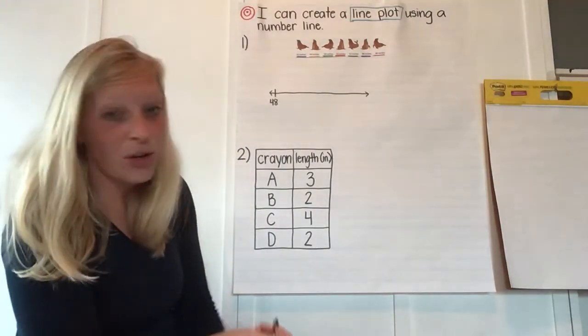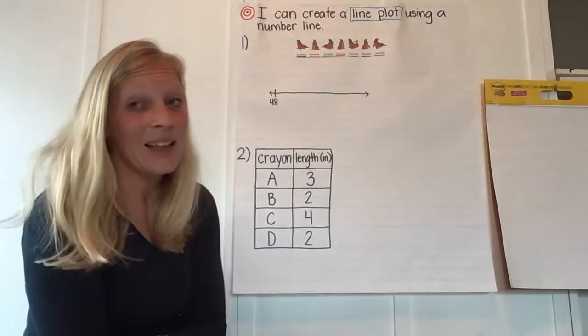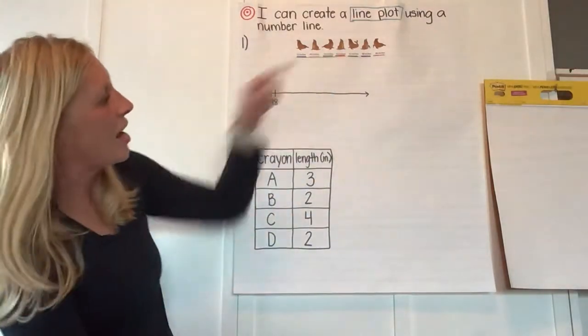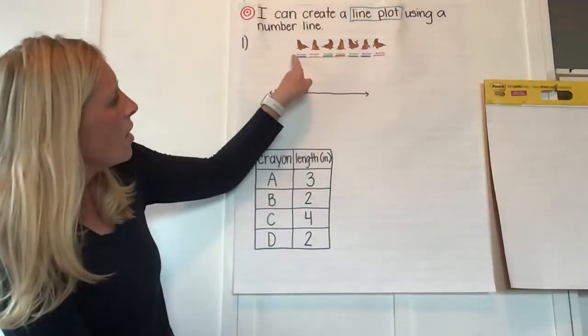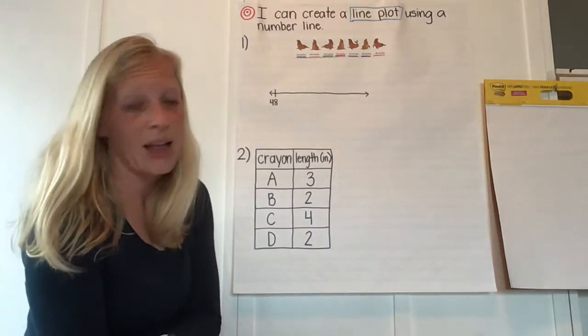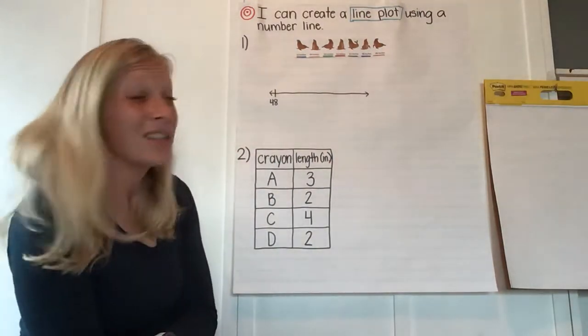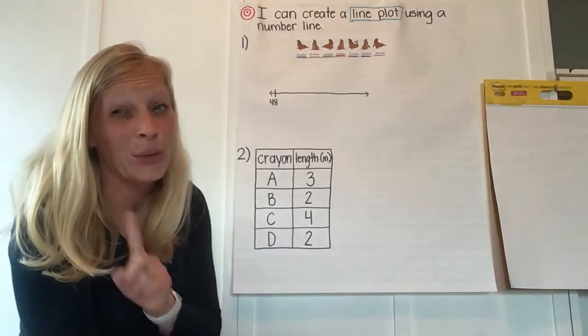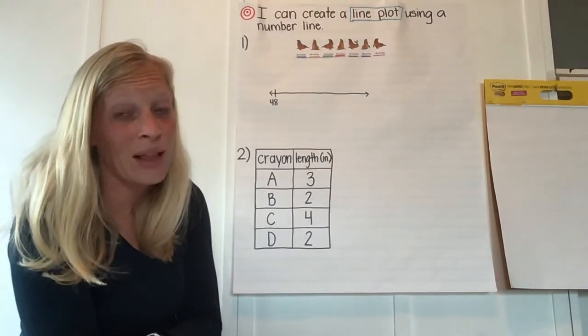Whether you're looking at your sea lions in your workbook or you're looking at the sea lions up here, 48 is our smallest sea lion. It's our shortest sea lion. And so 48 is the first number I'm including on my number line or on my line plot.